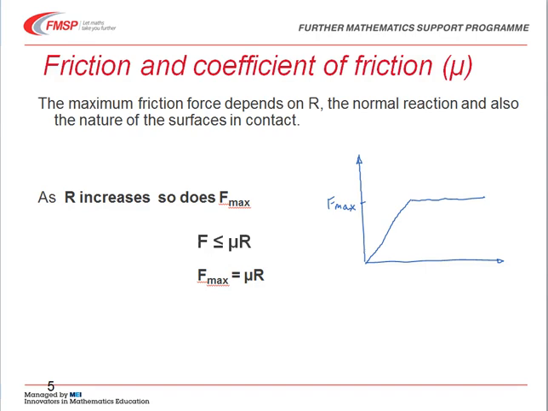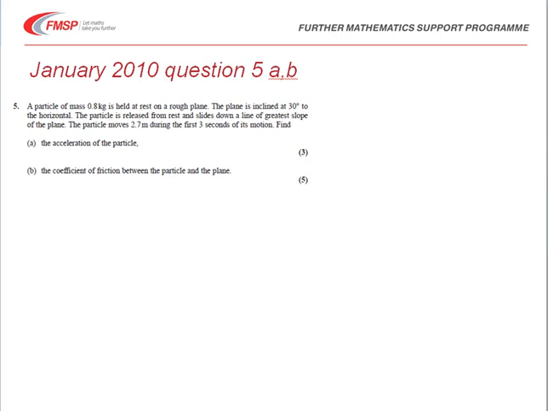Okay, to illustrate those points, 1 or 2 exam questions now. This is a question from the January 2010 paper. Reading through the question first of all, it said a particle of mass 0.8 kilograms is held at rest on a rough plane. The plane is inclined at 30 degrees to the horizontal. The particle is released from rest and slides down the plane, and it moves 2.7 meters during the first 3 seconds of its motion. We're asked to find firstly the acceleration of the particle, and having done that, find the coefficient of friction between the particle and the plane.